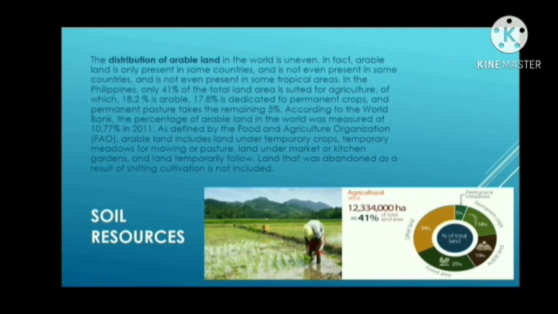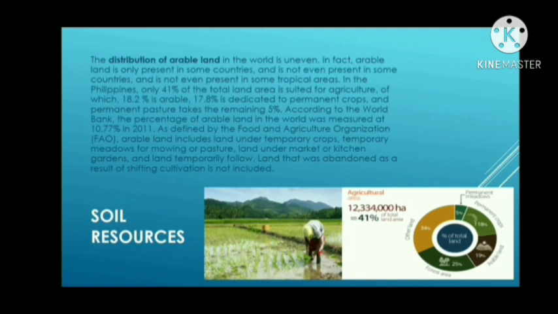The distribution of arable land. The distribution of arable land in the world is uneven. In fact, arable land is only present in some countries and is not even present in some countries. In the Philippines, only 41% of total land area is suited for agriculture, of which 18.2% is arable, 17.8% is dedicated to permanent crops, and permanent pasture takes the remaining 5%.